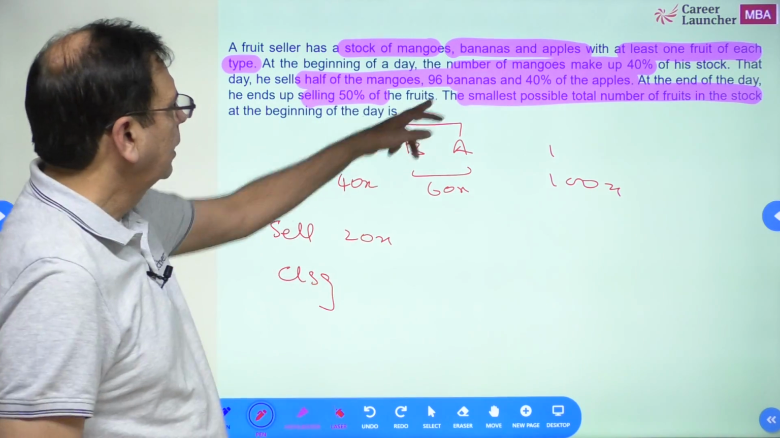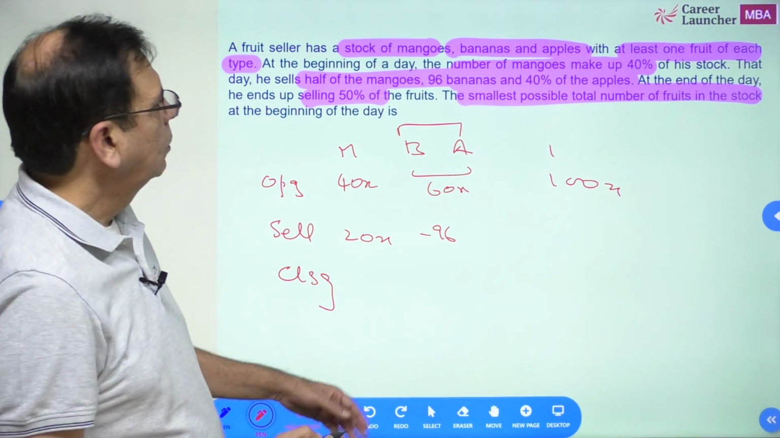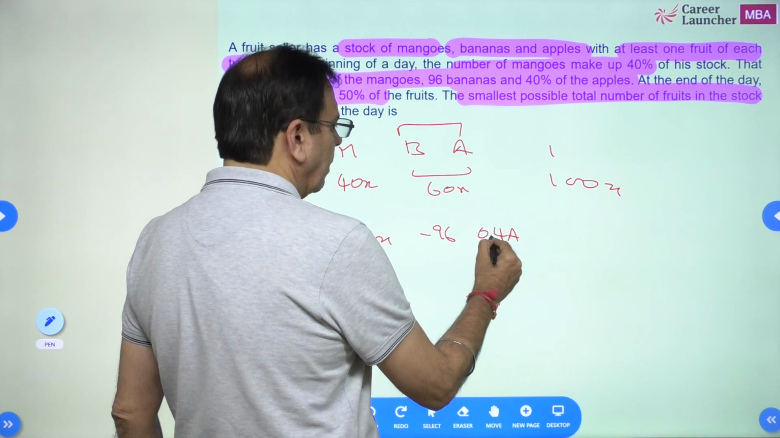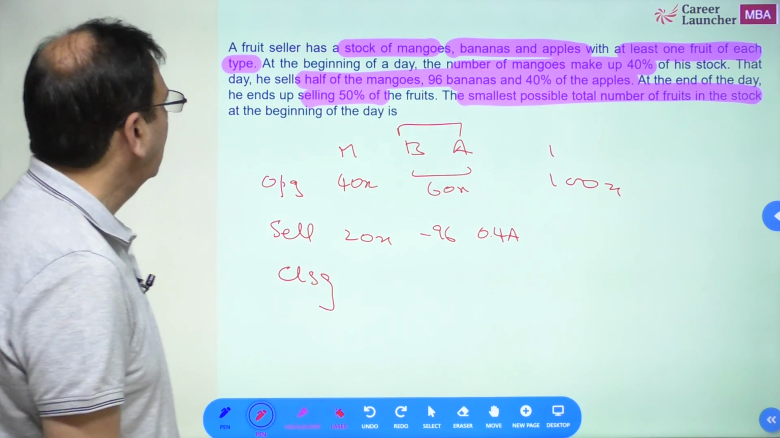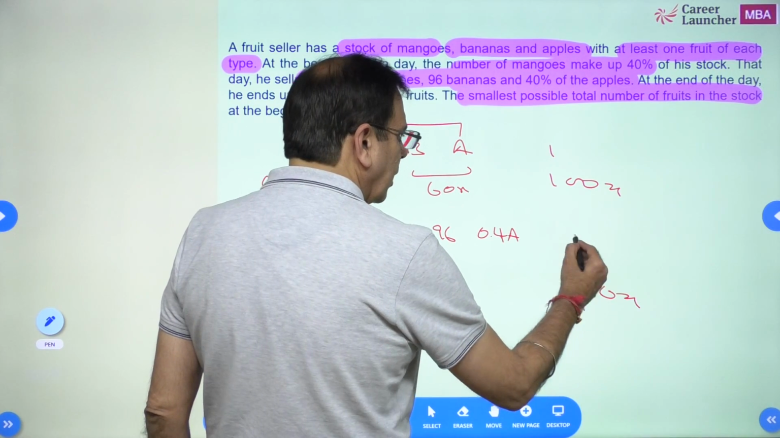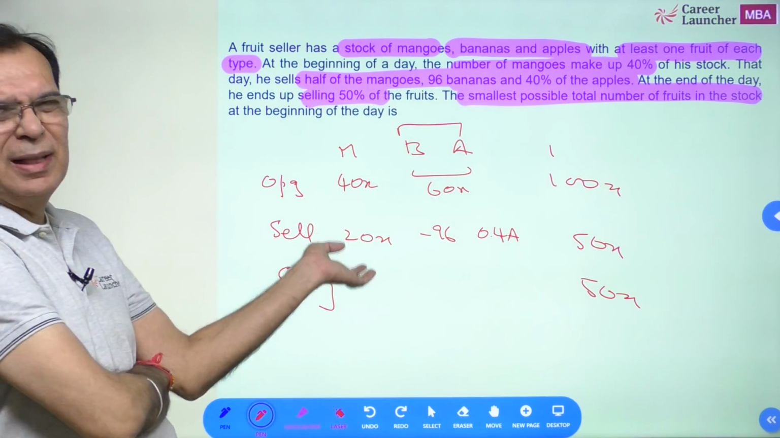चलो बहुत अच्छी बात है. 96 bananas, so minus 96 bananas and 40% of the apples. So 0.4 or 40% of the apple निकल गए. Apple को अगर A ले लेता हूँ मैं तो, at the end of the day he ends up selling 50% of the fruits. So if he's ending up with 50x here, he should have sold 50x here. Okay. Smallest possible. Now इसमें मेहनत करनी होगी.